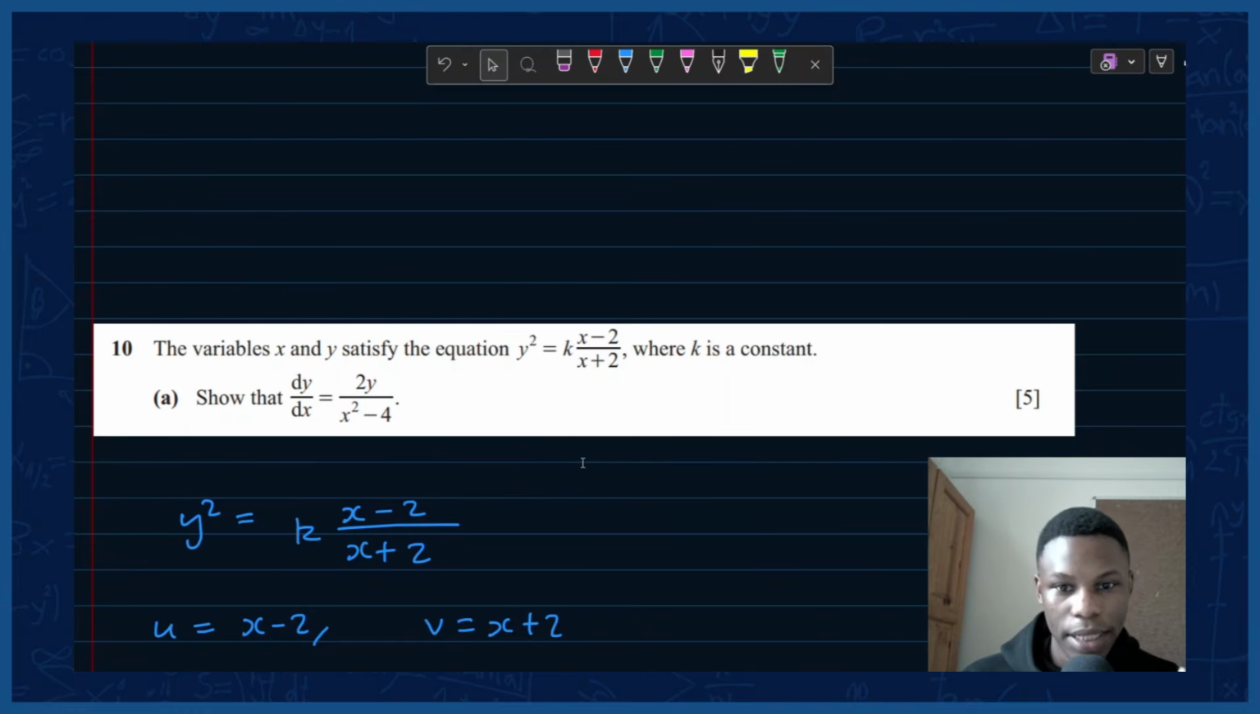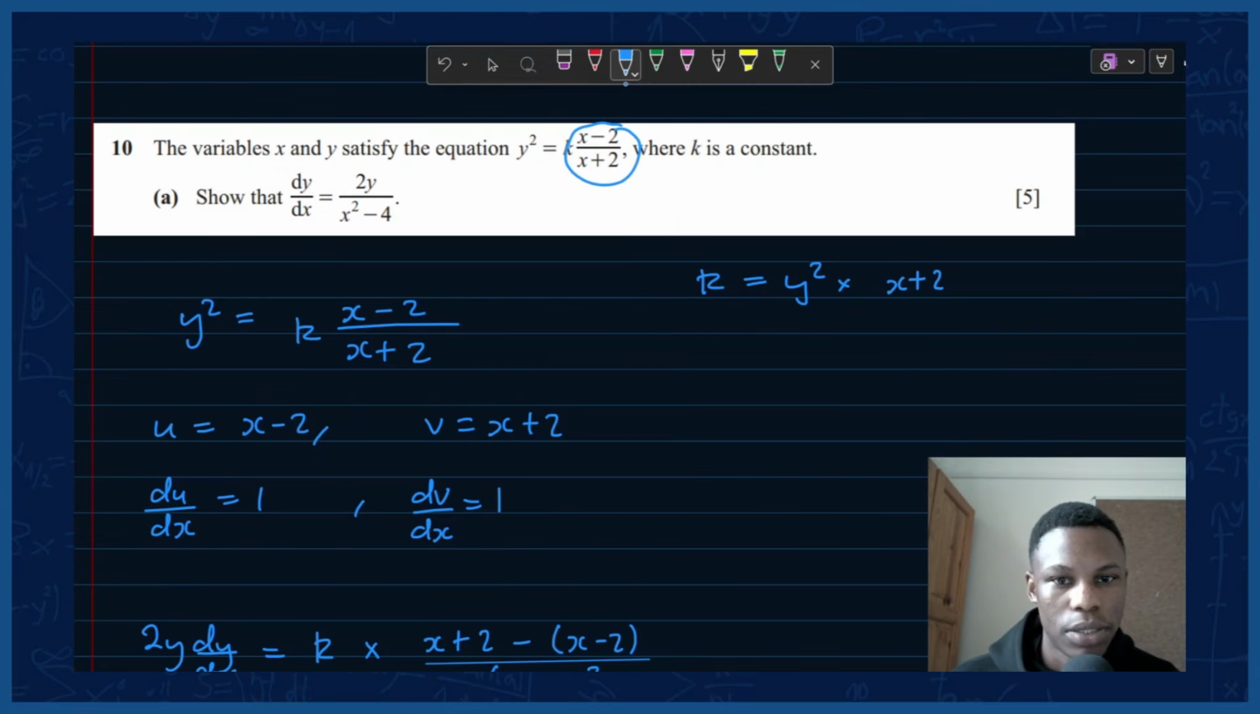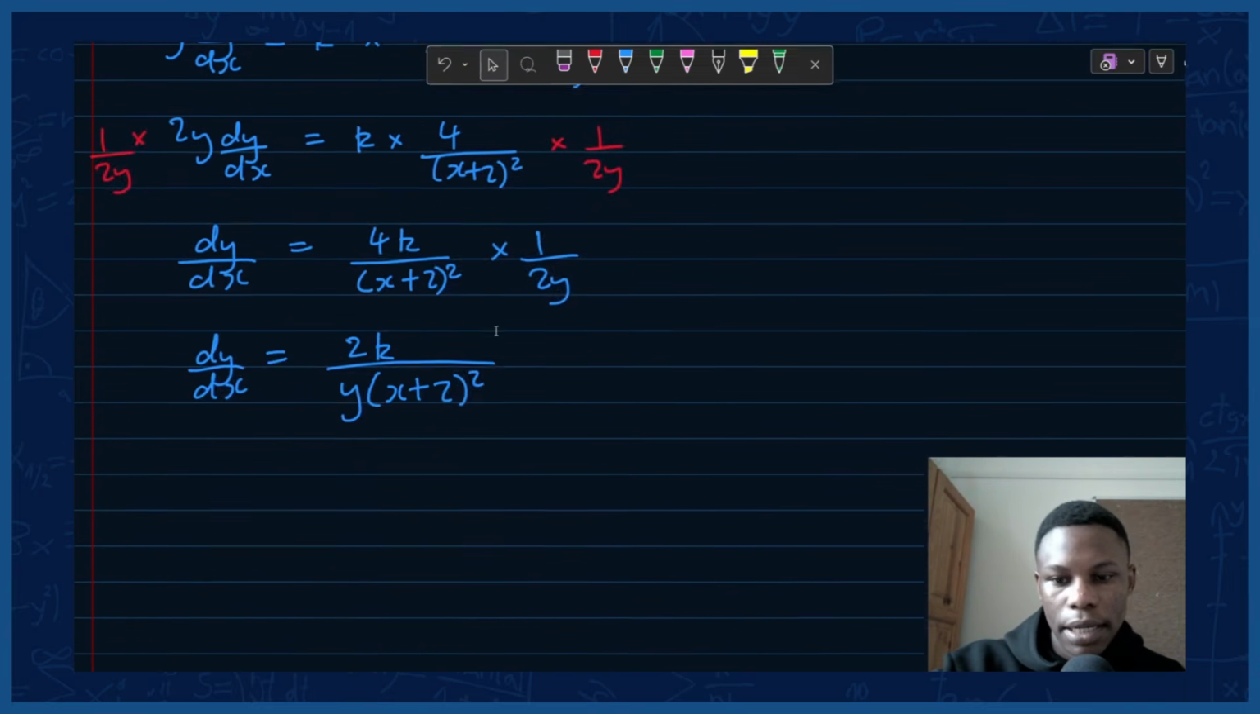Yes, that's going to be the original equation, which is this. So we'd take that original equation and make k the subject of the formula, which allows us to express it in terms of x and y. So k has to be equal to y squared, and then multiply by the reciprocal of this fraction, which just means flip the fraction over. So x plus 2 over x minus 2. This is k.